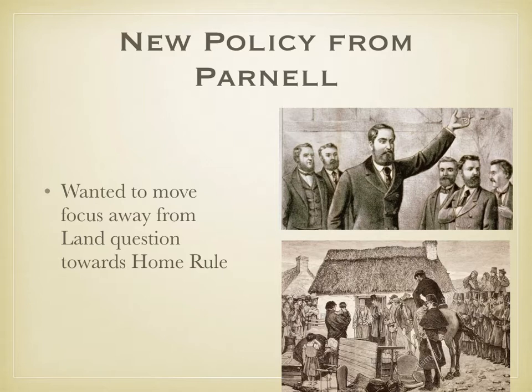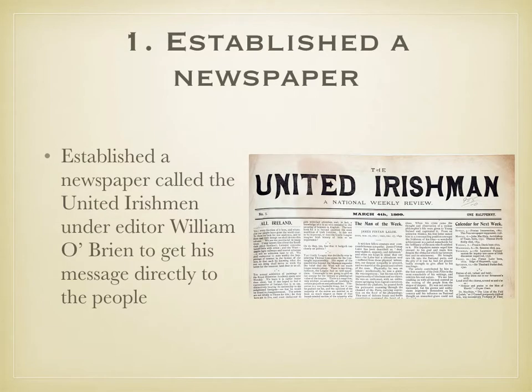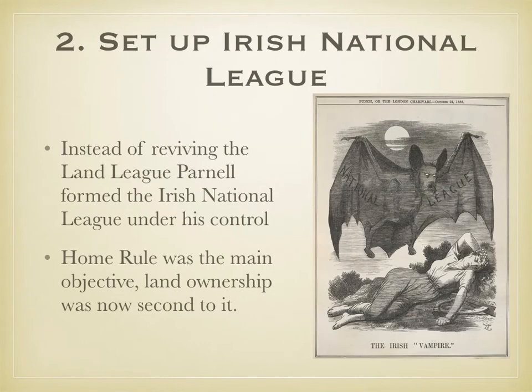Now, to do this, Parnell began to really assert his authority, his leadership, over everything. Before he went to jail, he had established a newspaper called the United Irishman under the brilliant journalist William O'Brien, so that he could get his message directly to the people. The next step he took was to assert his control over what remained of the Land League. Now, the Land League had been outlawed after the introduction of the Coercion Bills of 1881, which we saw in the last video. So instead of reviving the outlawed Land League, he decided to form a new organisation called the Irish National League that was going to be under his direct control.